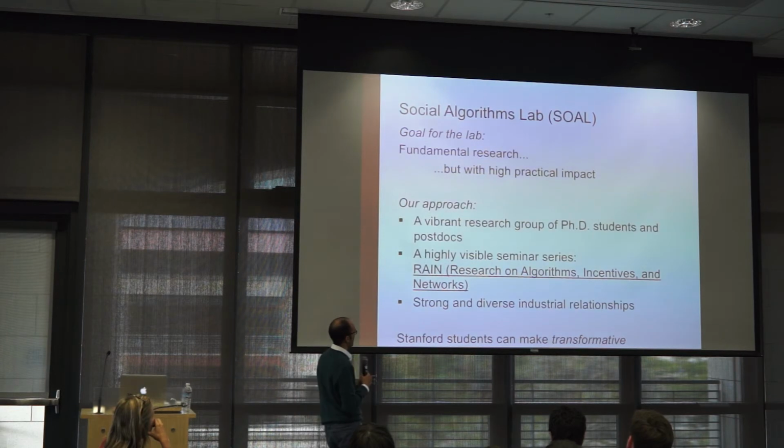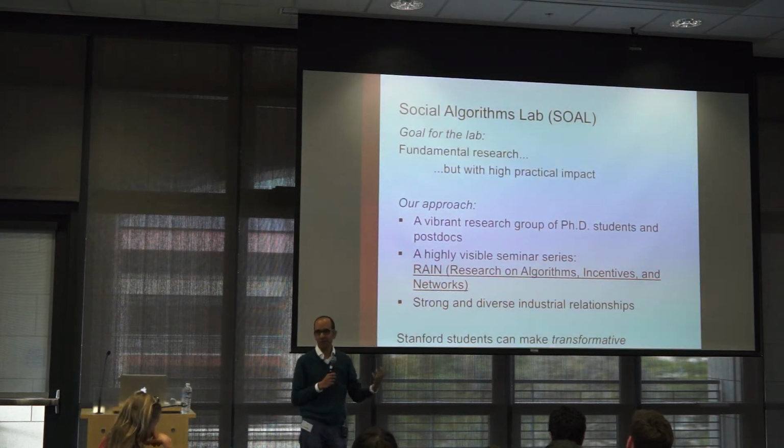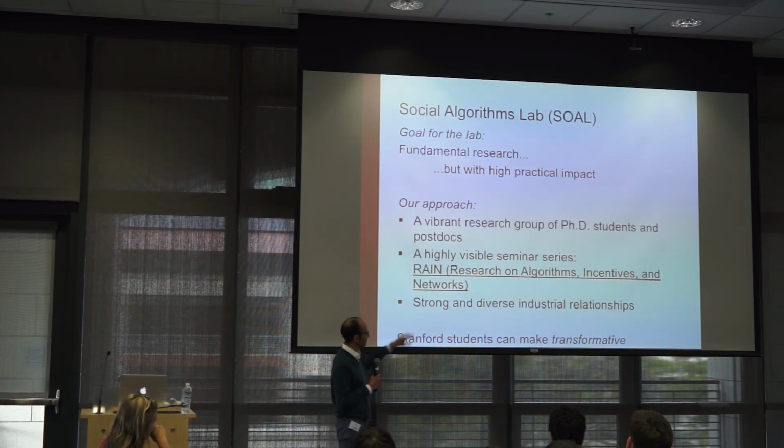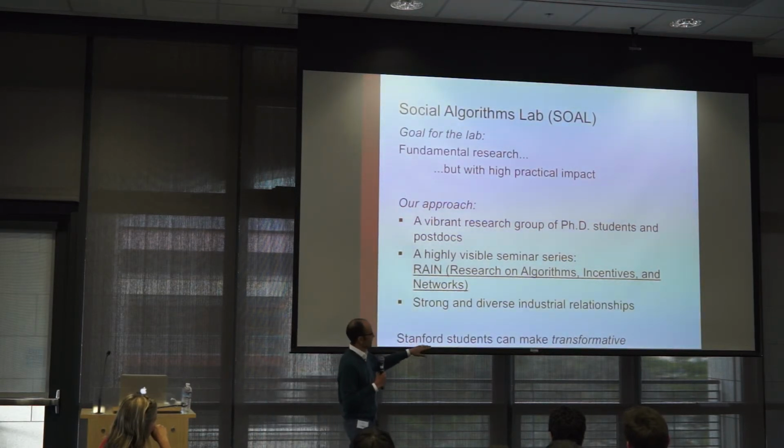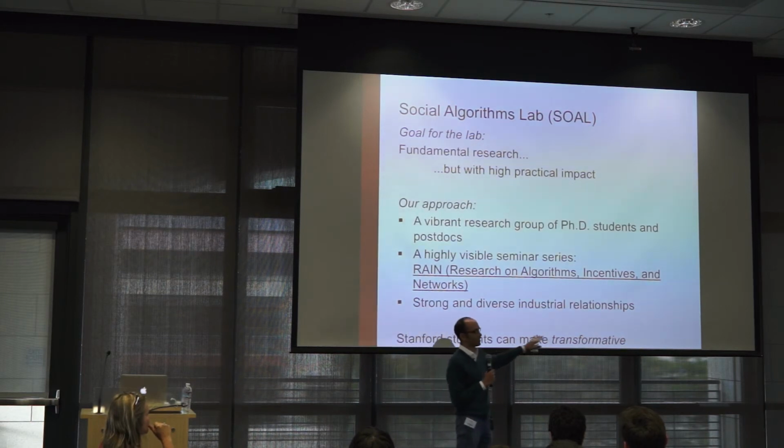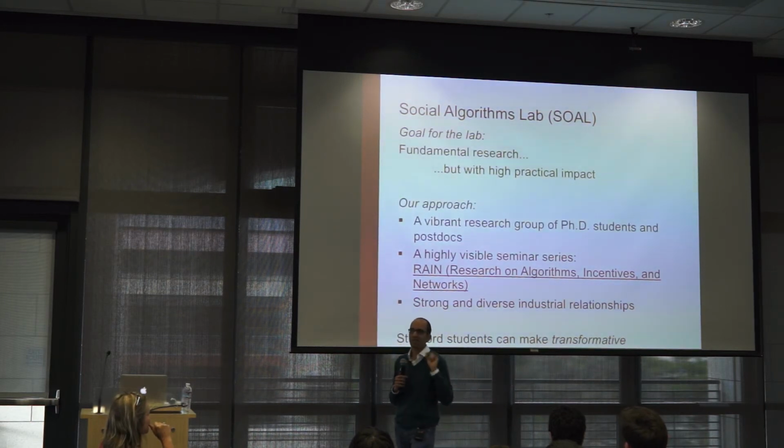So we often have economists and social scientists coming to both speak in and be in the audience of this seminar. And finally, the reason I'm here is, in part, these strong and diverse industrial relationships. So this is cut off at the bottom. I think this must be a font issue. So what this did say is that Stanford students can make transformative breakthroughs if they're pointed in the right direction, if they're given the right problem formulation.